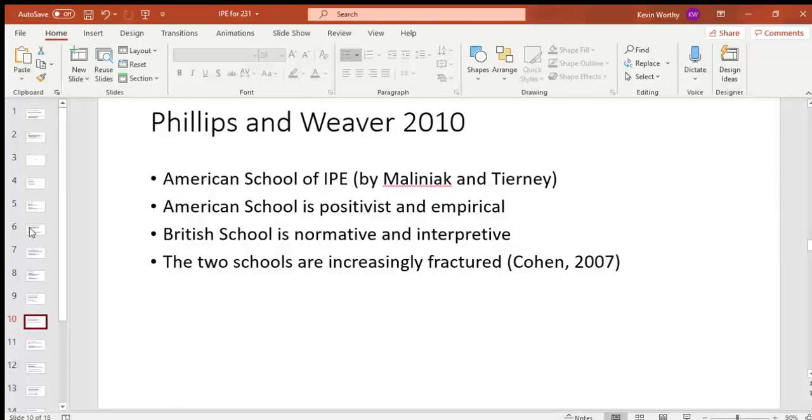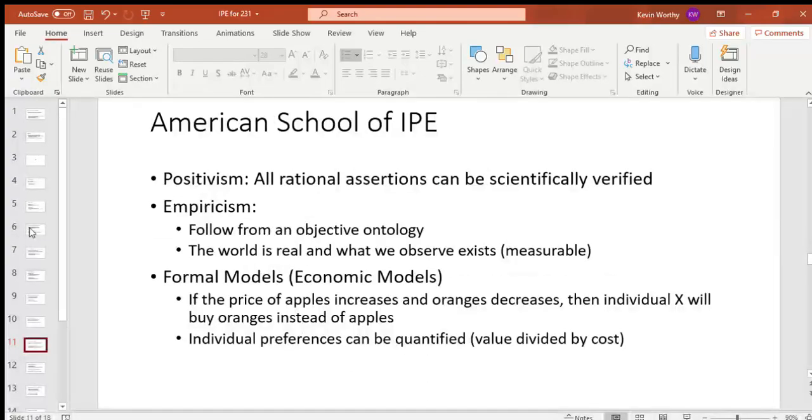The American school is very, very formal. It's about positive things, and we'll talk about that in a second. And then Cohen in 2007 makes his argument that the two schools are increasingly fractured, right? The British school of IPE and the American school of IPE, they don't really talk to each other. So we're going to talk about that next week. For now, let's just talk about what the American school is, and let's do it in a very formal way, in the way that the American school would do.